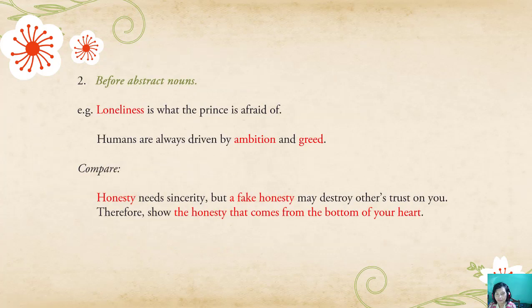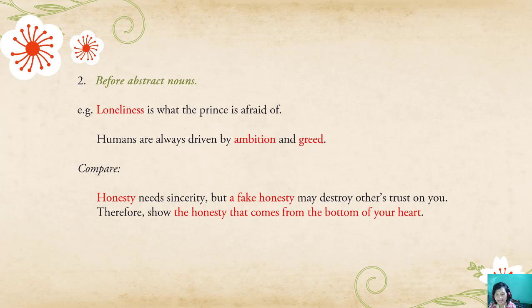Okay, the next. Before abstract nouns. Loneliness is what the prince is afraid of. Humans are always driven by ambition and greed. Loneliness, ambition, and greed are all abstract nouns. So we don't put any article.